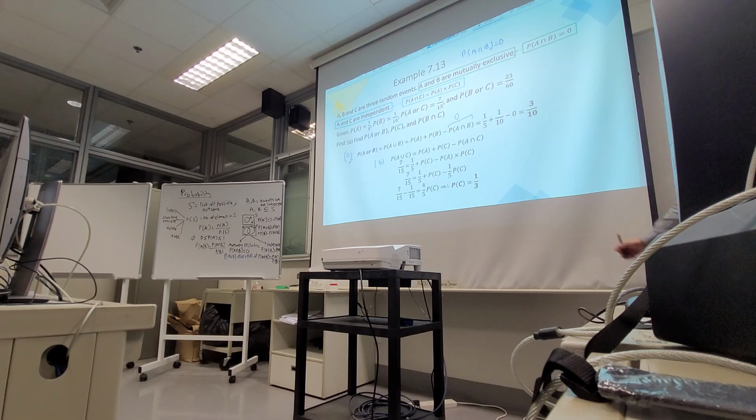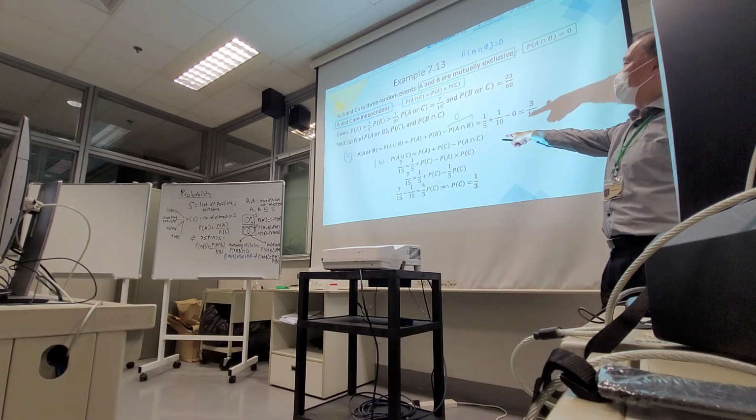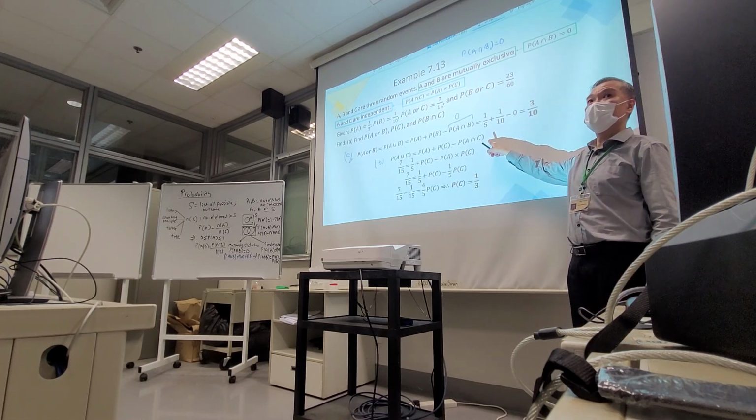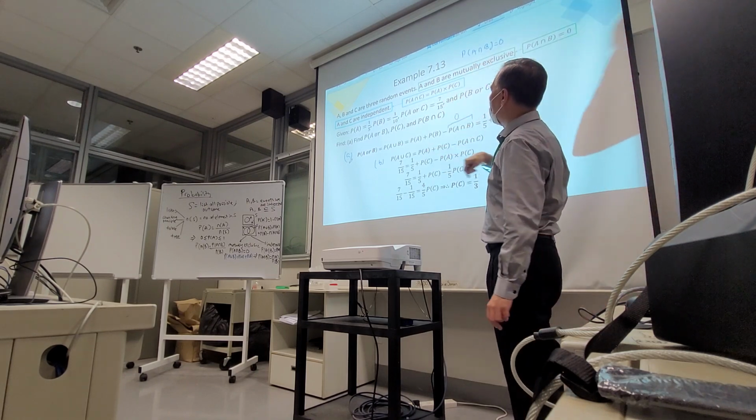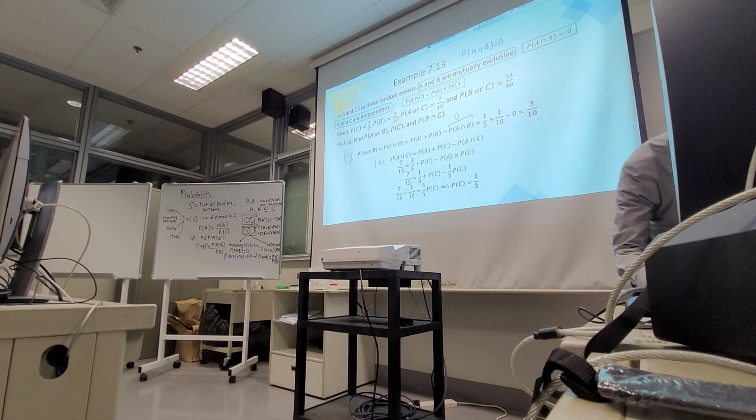You want to find the probability of C? Okay, I'm going to use this formula. I know the probability of A union C. Probability of A union C is given here, which is 7/15.